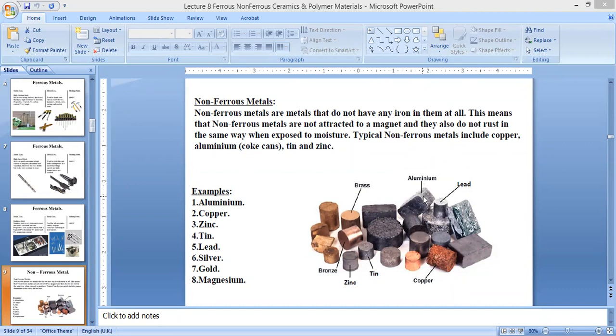Then aluminium. What's the color of aluminium? Grayish, some shiny gray, isn't it? Which is similar to lead. So lead looks like this. Aluminium looks something like this. So it will be hard to tell apart, except maybe lead is softer, though aluminium is also soft.